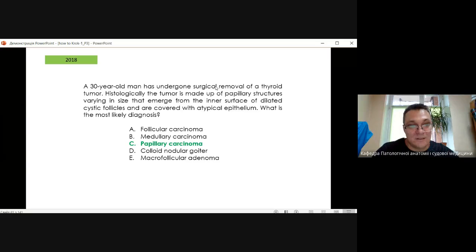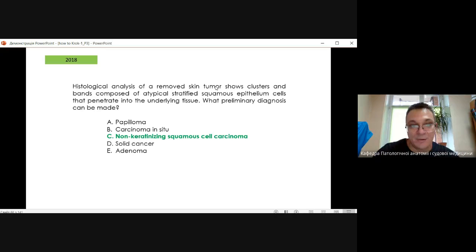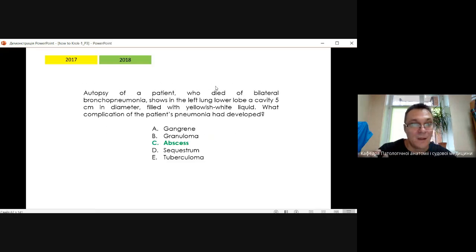30-year-old man with papillary carcinoma of the thyroid. That's quite easy because we have again the signs of a malignant tumor, the atypia, and the papillary structures. Don't be confused with the goiter of Basedow, because in this case we distinctly are dealing with atypical epithelium. Non-keratinizing squamous cell carcinoma. There's the skin, and you see no presence of pearls, like we already saw in the lungs. That's non-keratinizing squamous cell carcinoma of the skin.